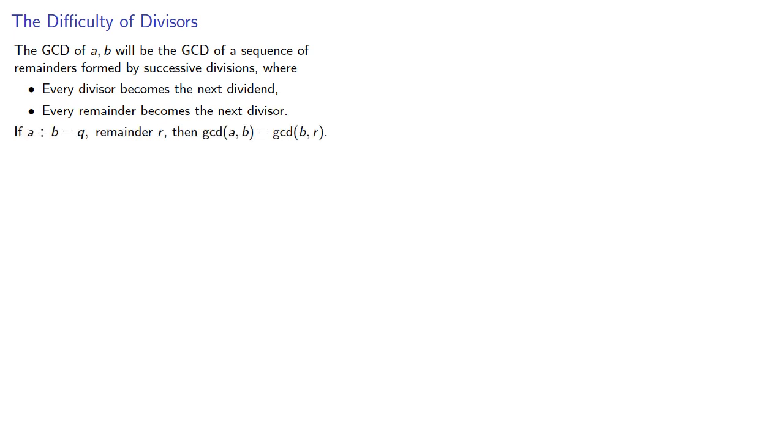So the greatest common divisor of two numbers will be the greatest common divisor of a sequence of remainders formed by successive divisions, where every divisor becomes the next dividend, and every remainder becomes the next divisor. If a divided by b is q with remainder r, then the greatest common divisor of a and b is the greatest common divisor of b and r.